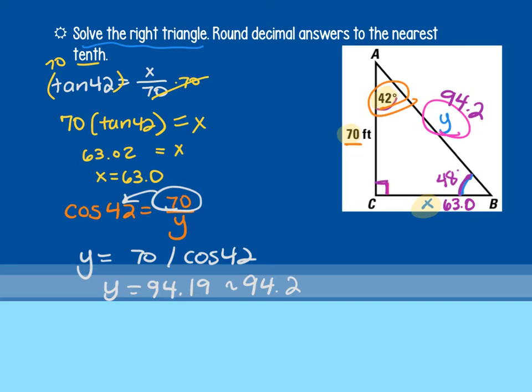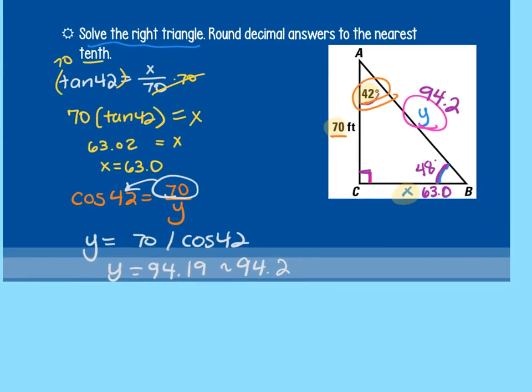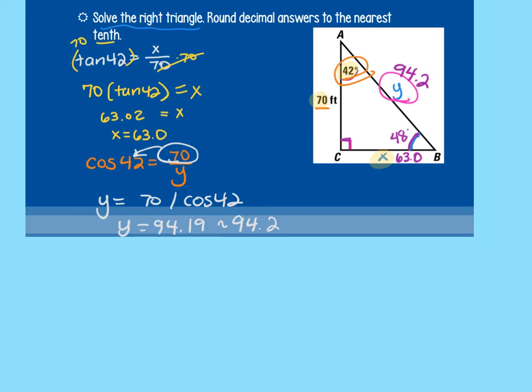Now, if I had extra time, and especially with the calculator because it's a time saver, you can check the measurements on the sides of this triangle by using the Pythagorean theorem. I can see if 70 squared plus 63 squared equals 94.2 squared. Now, we rounded those, so they may not be exact, but they should be pretty close.